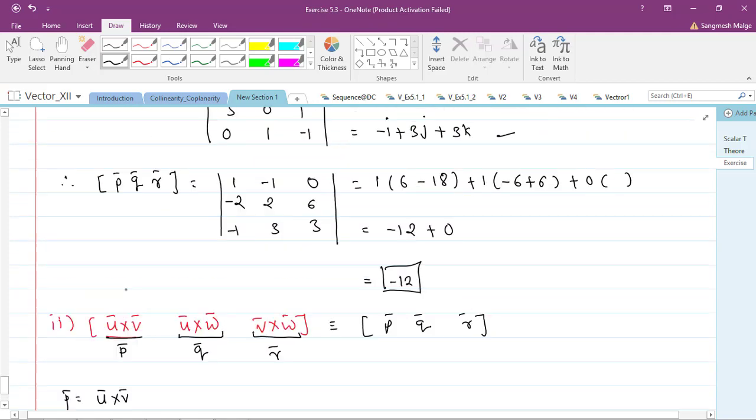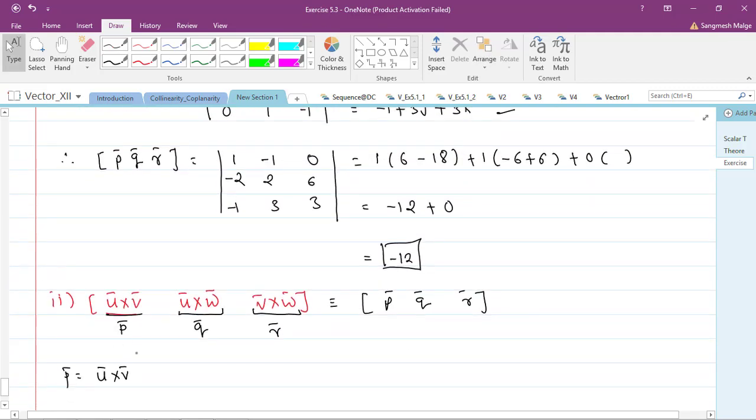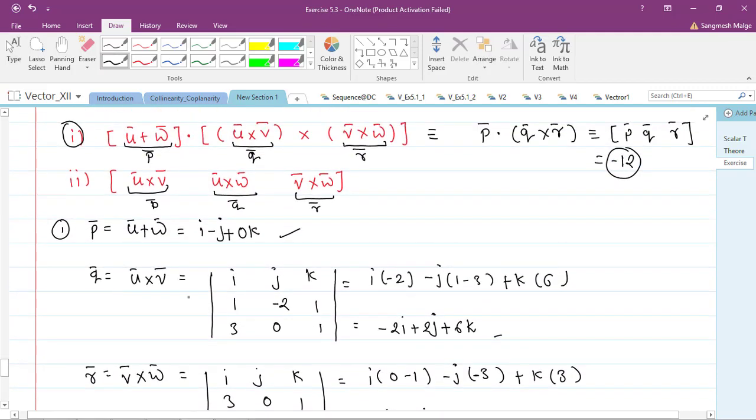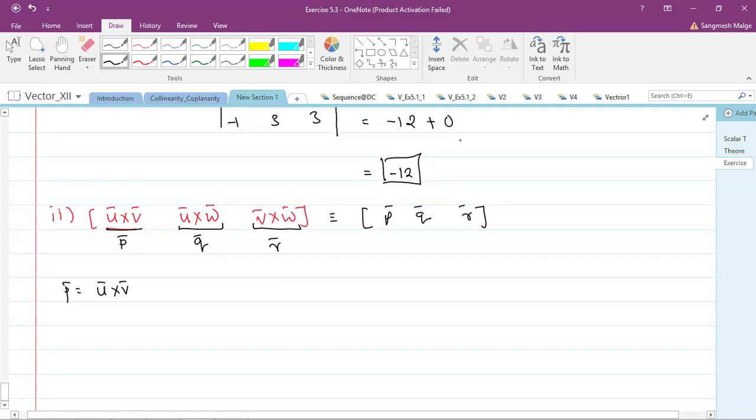Have we found out this u bar cross v bar previously? Yes, we have already found this. So this is equal to minus 2, plus 2, and plus 6. I will write it as it is, or you can do the calculations otherwise. So I will directly write minus 2i plus 2j and plus 6k. Okay, next, q bar is what?